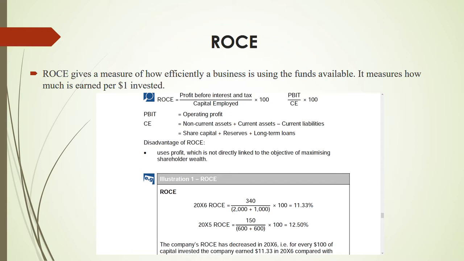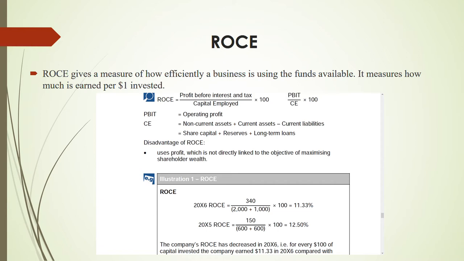Now, the disadvantages. You have to know the disadvantages and advantages of the ratios. Remember it, because you have to interpret also. It's not just that you calculate and leave it as it is. You have to interpret, which means you have to write about it and compare. Why is this ratio improving? Why is this ratio not good in this area, and the business is not doing well? You have to give reasons. So you have to know the disadvantages also.